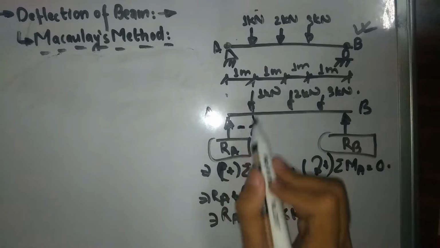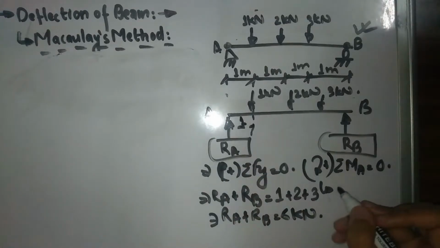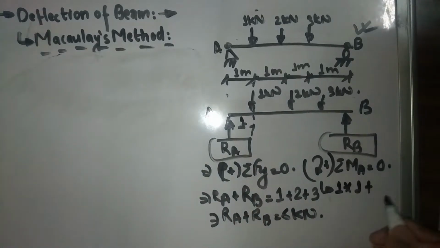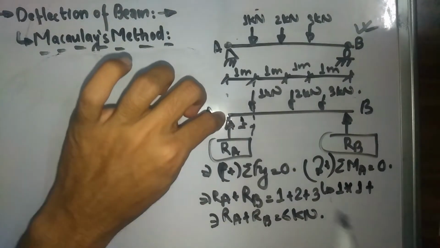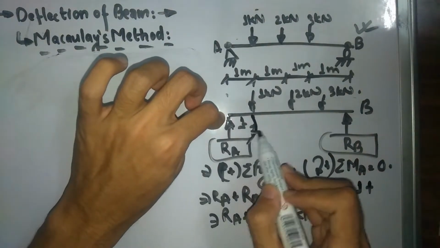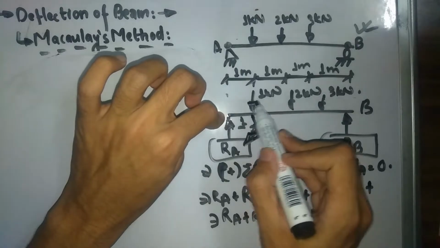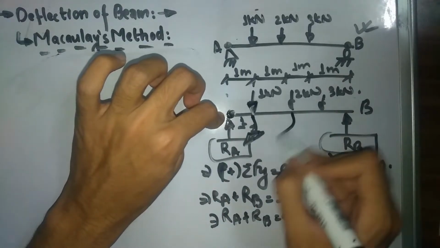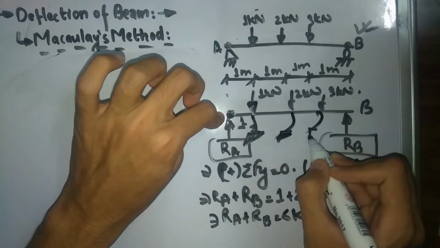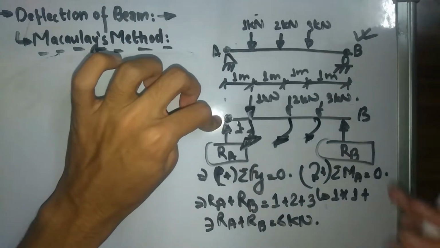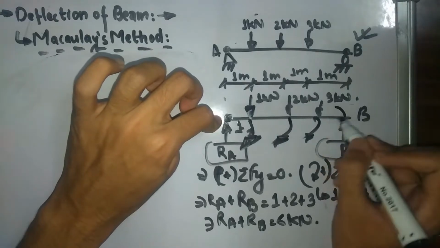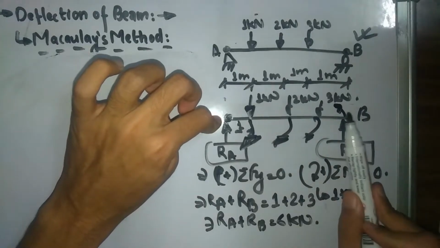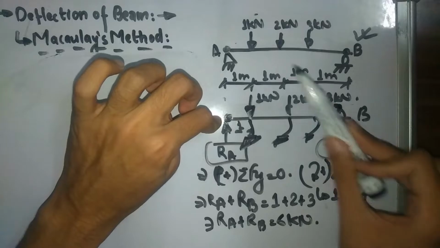I have 1 kilonewton acting at a distance of 1. So 1 into 1. As you can see over here, if I put my point over here, this 1 kilonewton is acting downward, and it's going to produce clockwise moment with respect to point A. Similarly, 2 kilonewton is also going to produce clockwise moment. 3 kilonewton is also going to produce clockwise moment, while my RB is going to produce anti-clockwise moment, because it's acting upward and it is pushing the beam in upward direction, producing anti-clockwise moment.